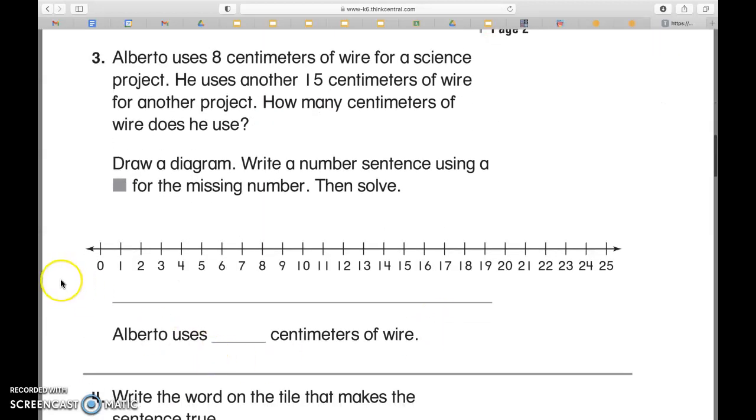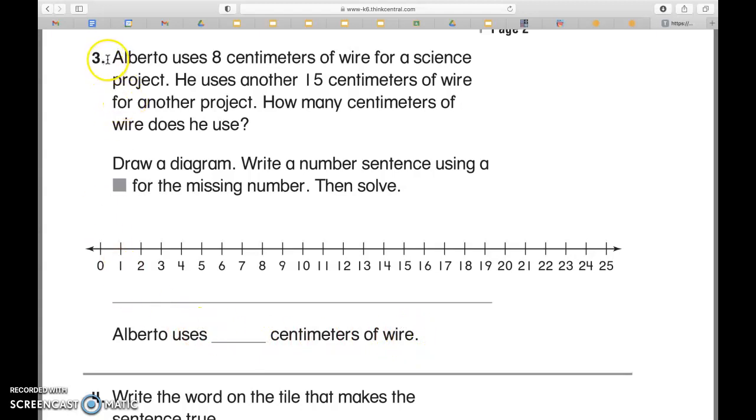Number 3. Alberto uses 8 centimeters of wire for a science project, and he uses another 15 centimeters of wire for another project. How many centimeters of wire does he use? It says that you need to draw a diagram, so you're going to use your number line to draw out what's happening. Then you're going to write a number sentence, and that's what this line is for right here. Use a blank for the missing number, and then solve. Alberto uses blank centimeters of wire.